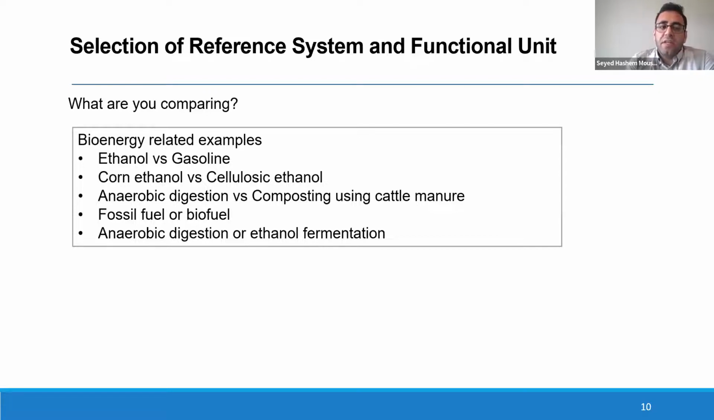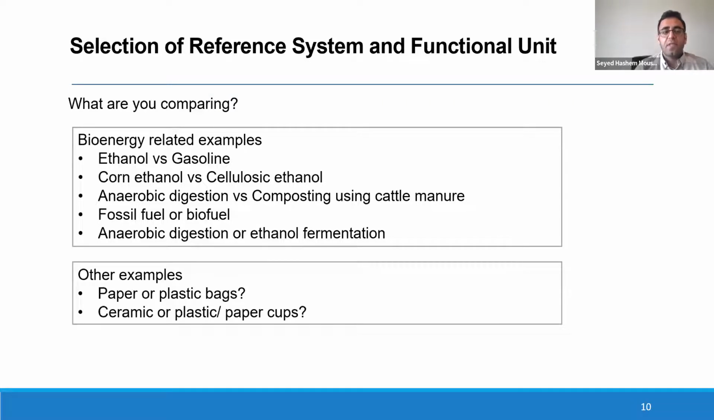Here we should identify what we are comparing. For example, these are examples of bioenergy related. Are we comparing ethanol versus gasoline? Are we comparing corn ethanol versus cellulosic ethanol? Or are we comparing two different technologies, for example, anaerobic digestion and composting, or fossil fuel or biofuel? Those need to be identified in the goal and scope definition. Other examples are comparing paper and plastic bags, or ceramic or plastic cups.